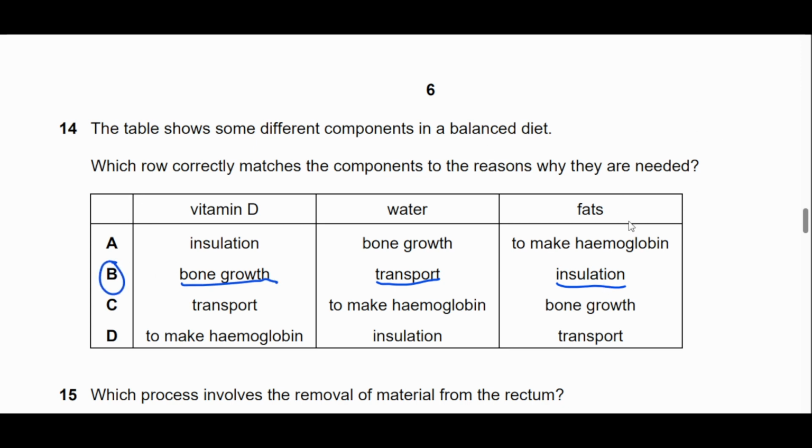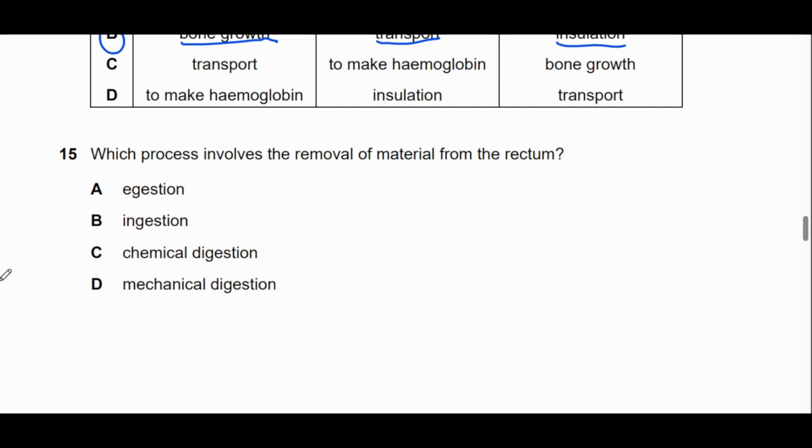Fats are used for insulation because generally animals have fats to form a thick layer to trap heat in the body. Water is used for transport because 60% of your body is water. Even if you don't know vitamin D is for bone growth, you can figure out the answer by using water and fats. Okay.